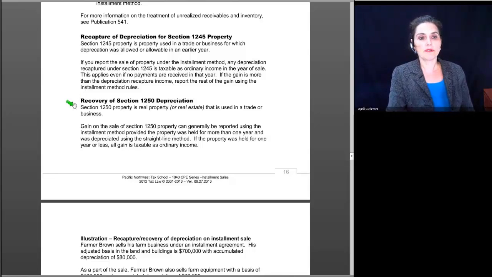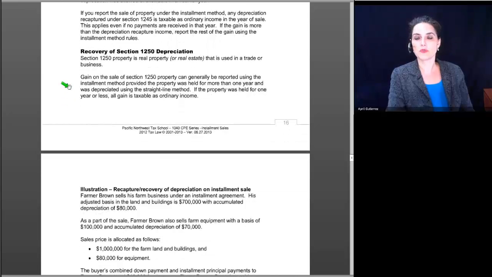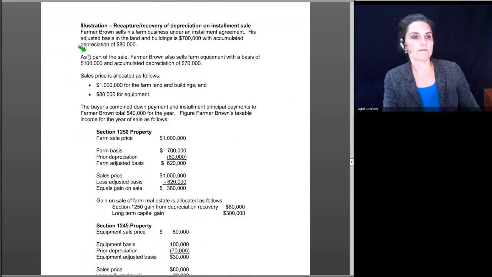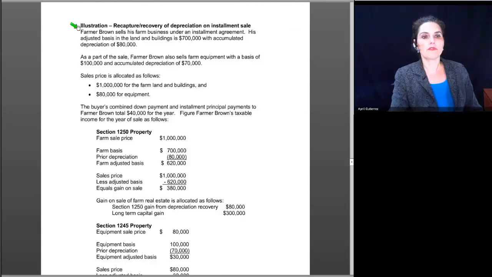Section 1250 property is real property that is used in a trade or business. Gain on the sale of Section 1250 property can generally be reported using the installment method, provided the property was held for more than 1 year and was depreciated using the straight line method. If the property was held for 1 year or less, all gain is taxable as ordinary income. And here is an illustration. Recapture or recovery of depreciation on an installment sale.